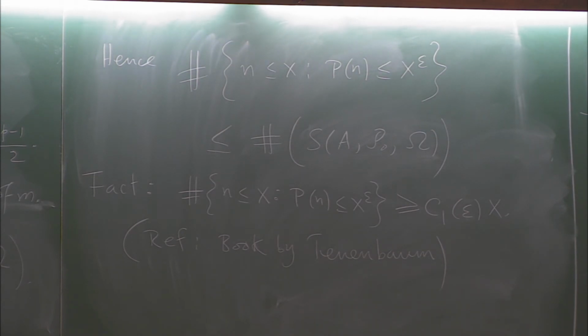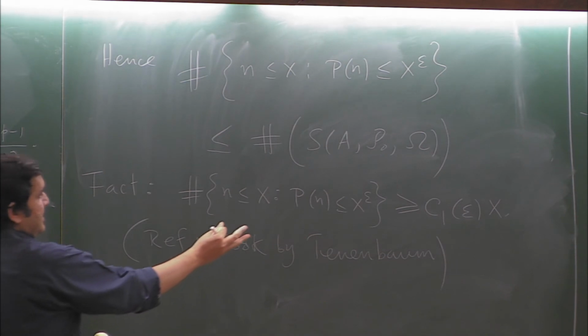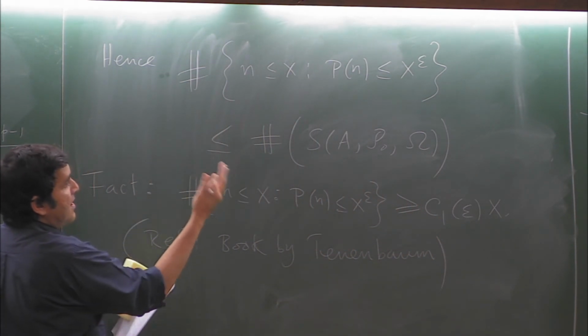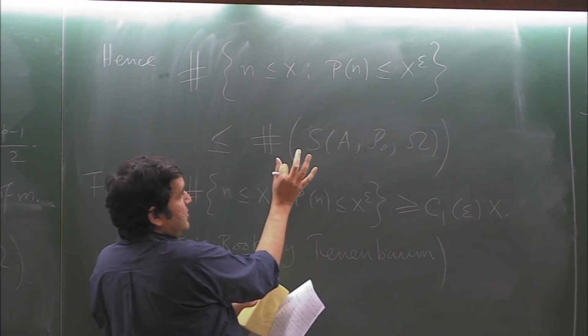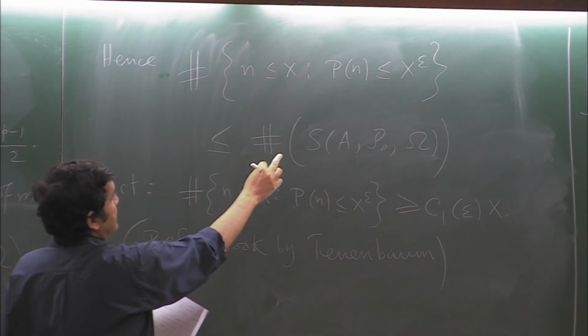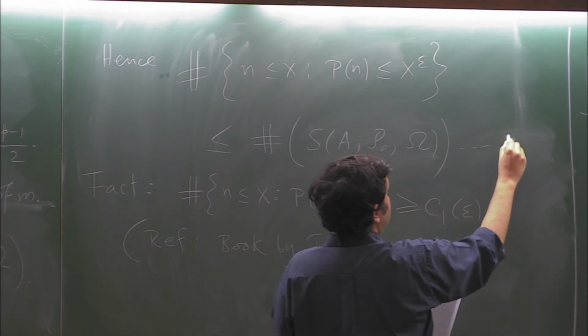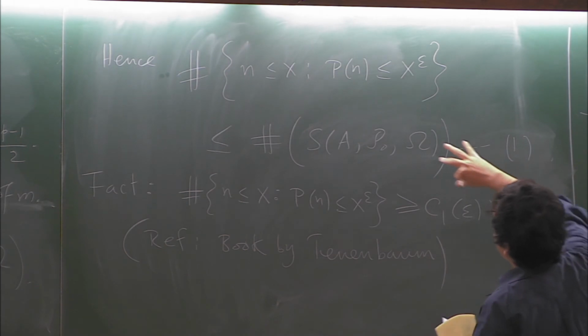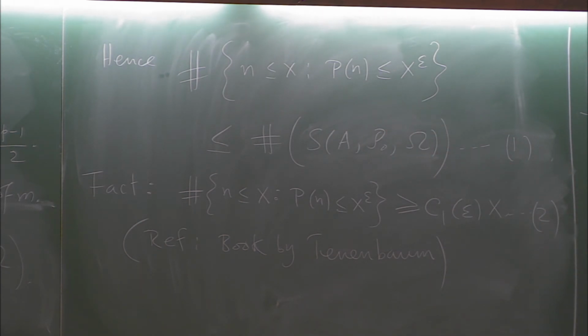So the standard fact gives you a lower bound for this, and our arithmetic large sieve will give you an upper bound for this thing. So let's call it equation 1. Let's call this equation 2. And I'll get an equation 3, which will be an upper bound for the size of the shifted set.